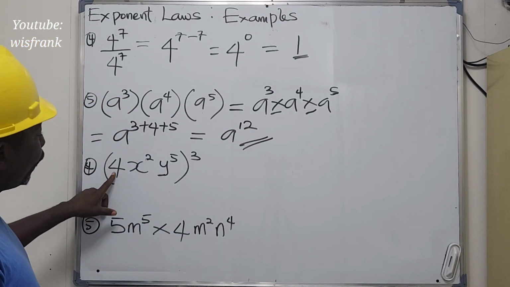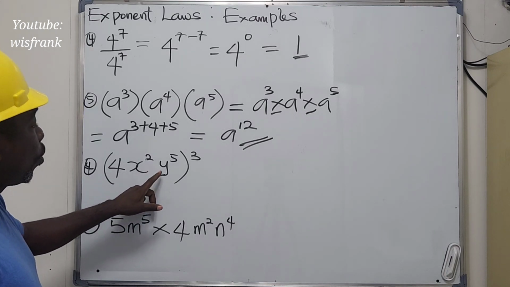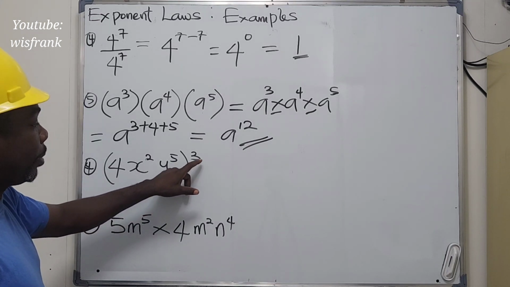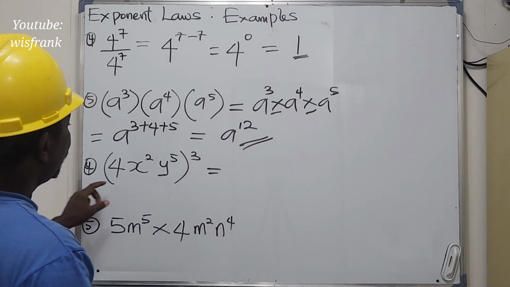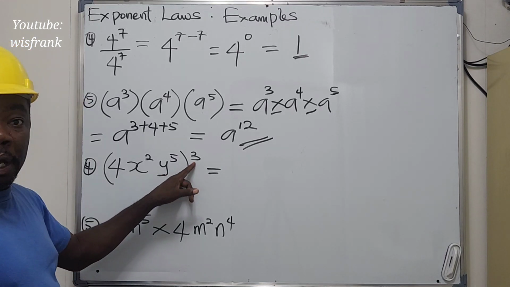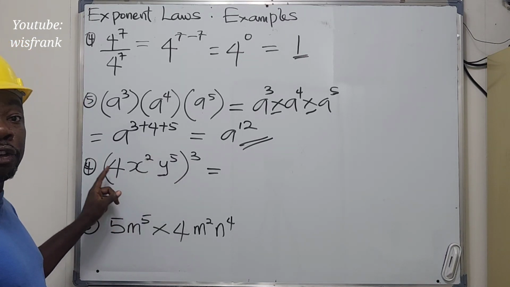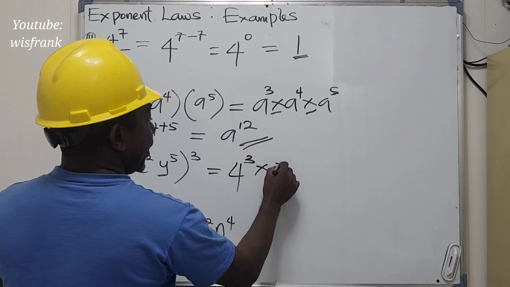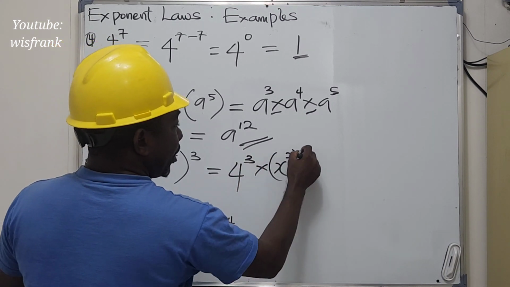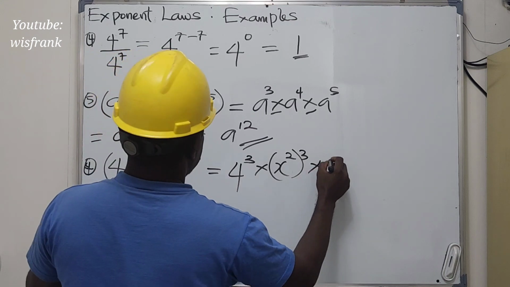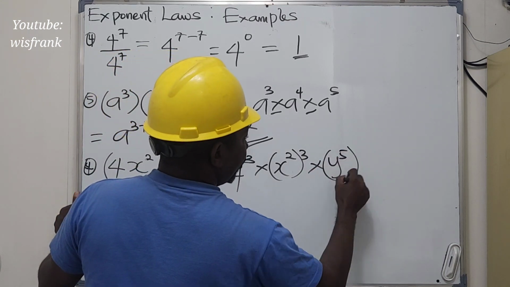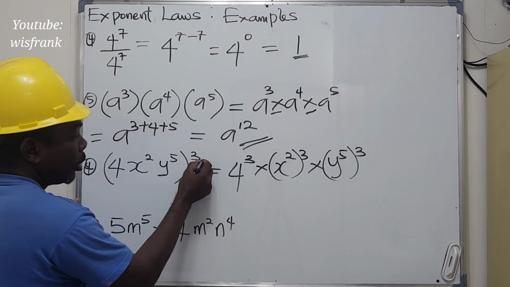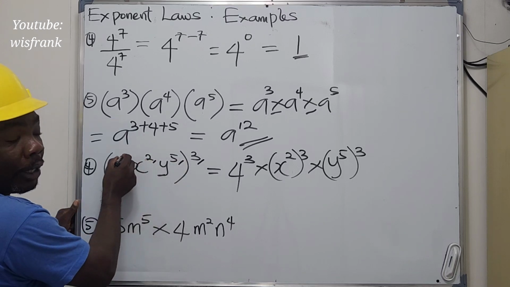Number 4, we have 4x to the power of 2, y to the power of 5, all to the power of 3. So applying the rule, this is the all to the power of 3. So we can distribute to each of these. So this will become 4 to the power of 3 times x to the power of 2, all to the power of 3. Then we have times y to the power of 5, all to the power of 3. We just multiply each power to this.